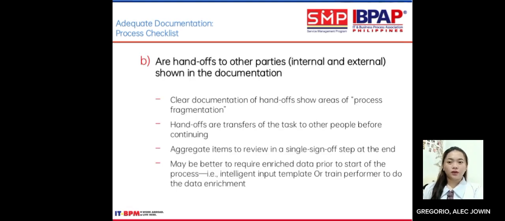B. Are hand-offs to other parties, internal and external, shown in the documents? Clear documentation of hand-offs shows areas of process fragmentation. Hand-offs are transfers of the task to other people before continuing. Aggregate items to review in a single sign-off step at the end. It may be better to require rich data prior to the start of the process: intelligent input, a template, or train the performer to do the data enrichment.